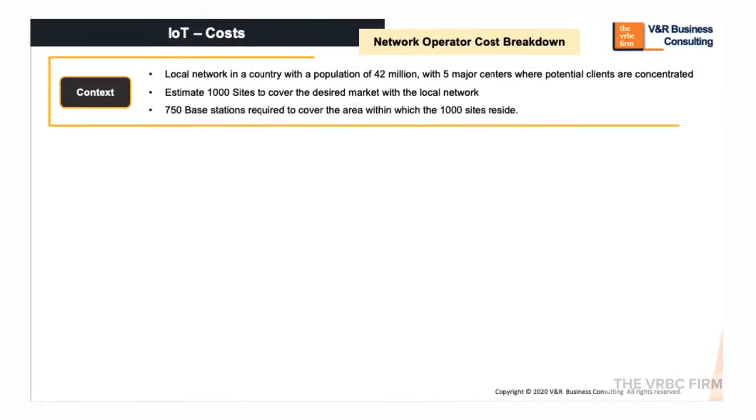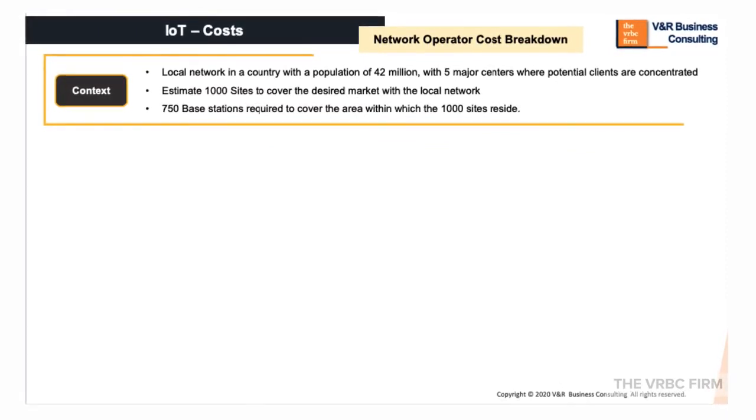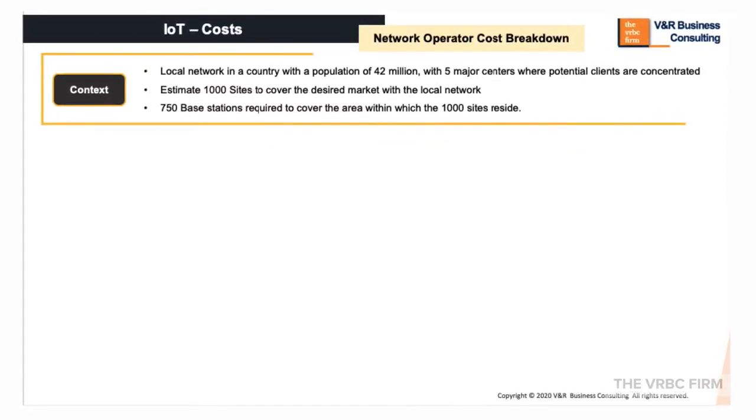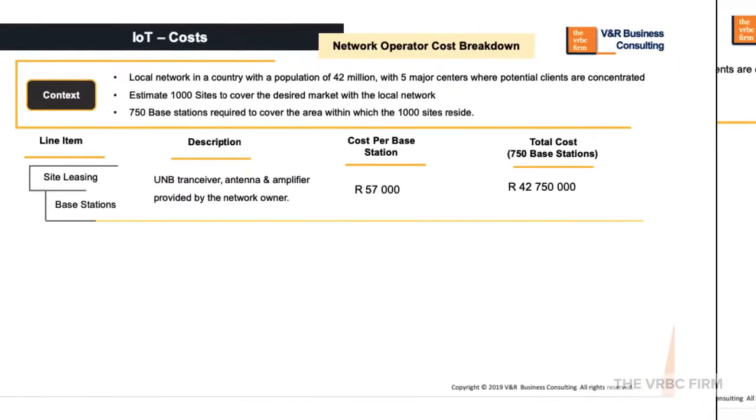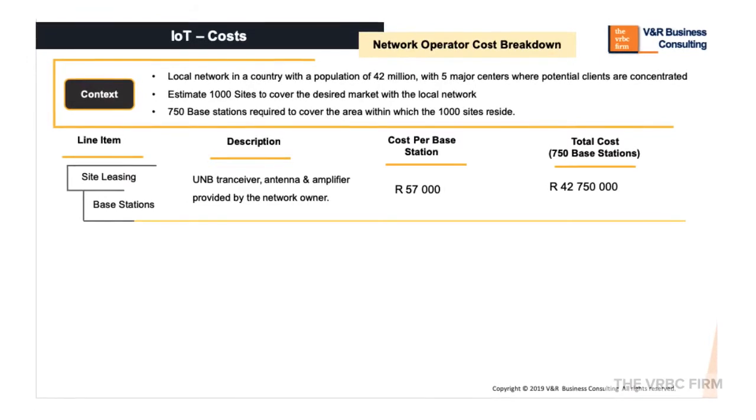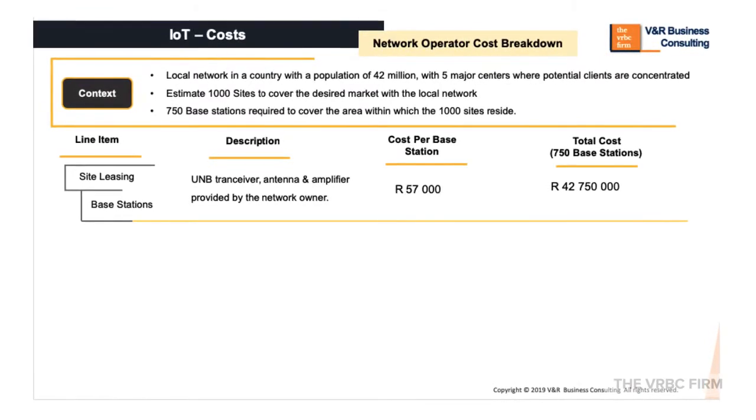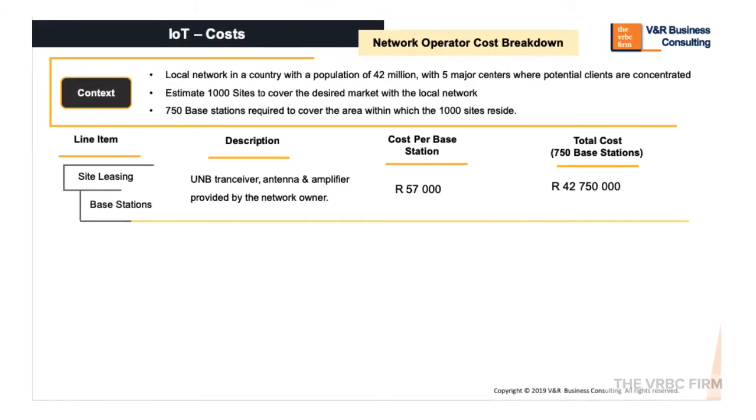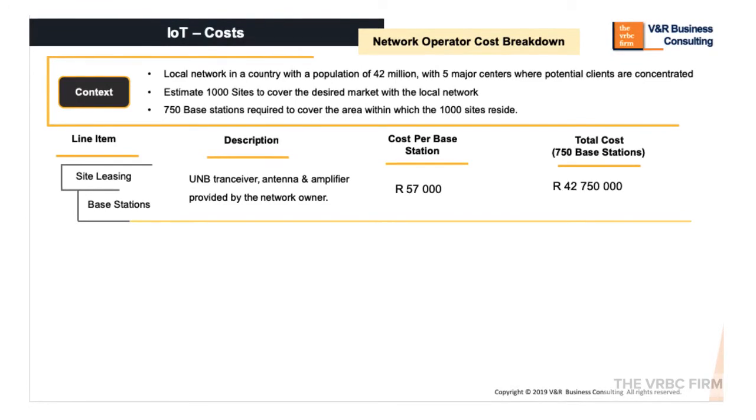They have determined that they would require 1,000 sites, 750 for base stations and 250 for potential gap filling in future. So we start with the site leasing. These figures are an estimation. The actual costing depends on the network owner, their intended cost to margin ratio, as well as the level of their motivation to scale their network.